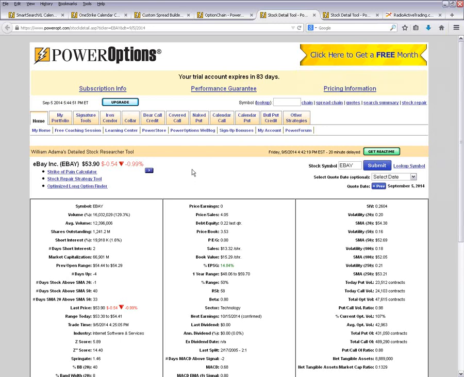Because usually in these situations, what you see, the September would actually be a lower implied volatility, and the October would be higher, reverse of what you might want for a calendar spread, simply because the earnings event is going to affect one and not the other.